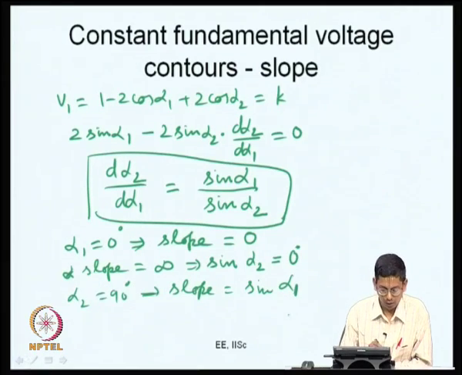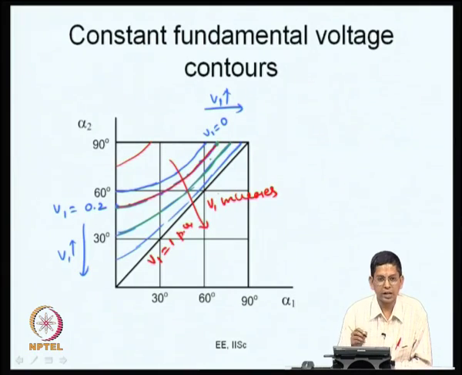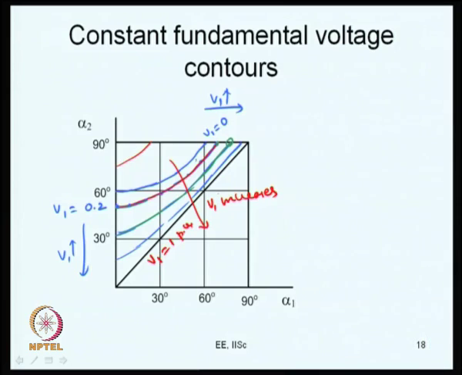So, let us look at these curves. What is the slope of this curve at this point? It is simply equal to sin alpha 1. Again, if I take this point, what is the slope of the curve at that point? It is equal to sin of alpha 1. So, these are constant fundamental voltage contours. In the next lecture, we will be focusing on constant harmonic voltage contours, which will take us to selective harmonic elimination. Thank you and see you again in the next lecture.